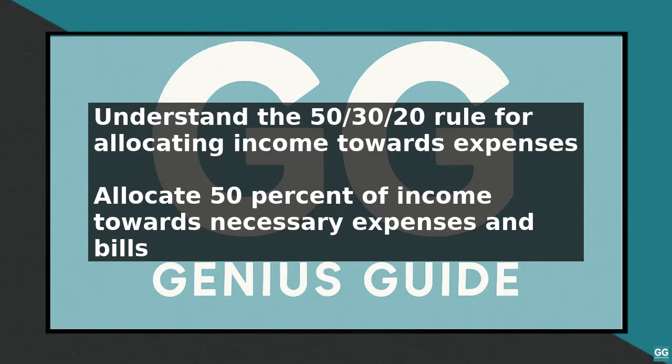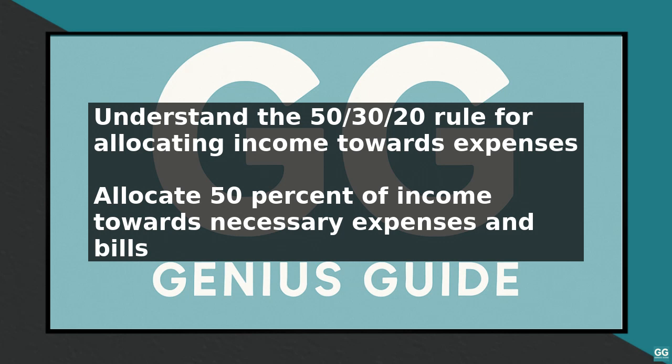Creating an EveryDollar budget is a straightforward process that helps you manage your finances effectively. To start, you need to understand the 50-30-20 rule, which allocates 50% of your income towards necessary expenses, 30% towards discretionary spending, and 20% towards saving and debt repayment.